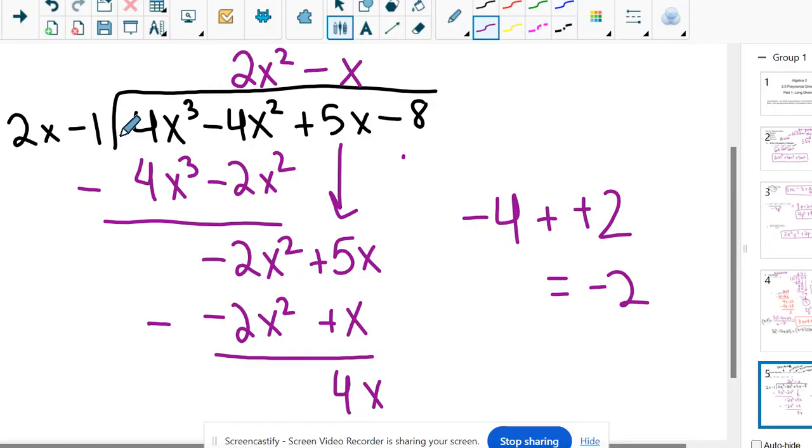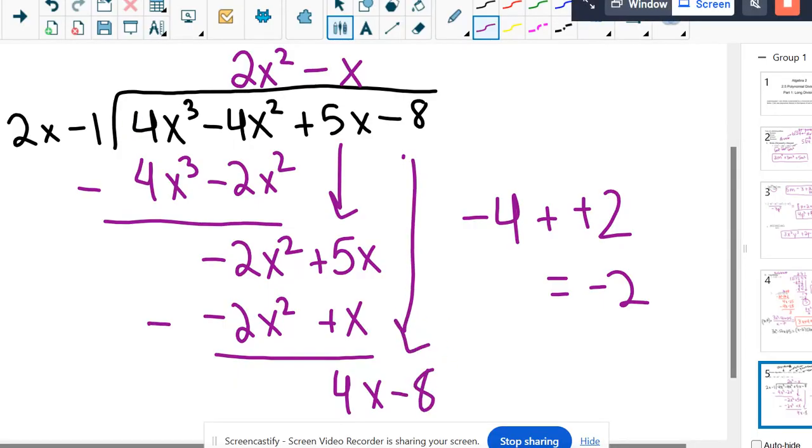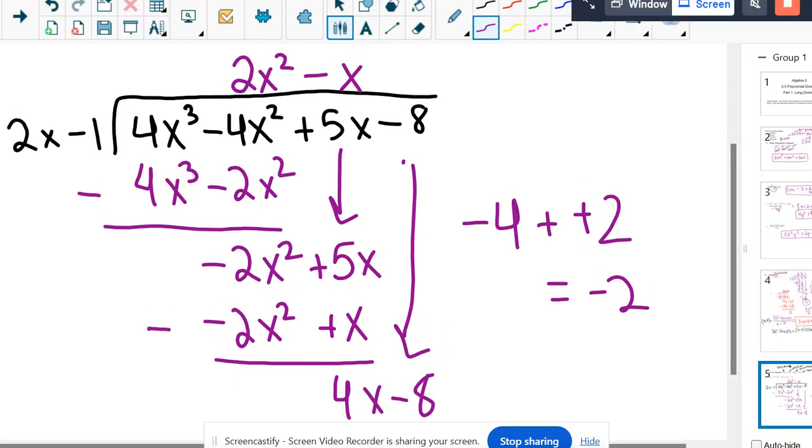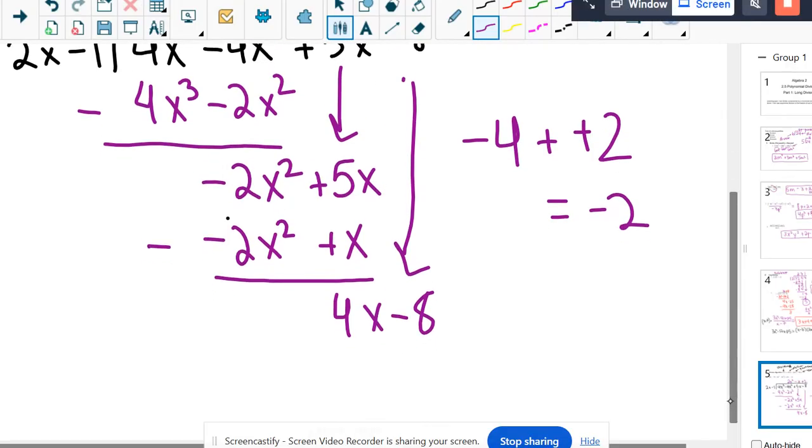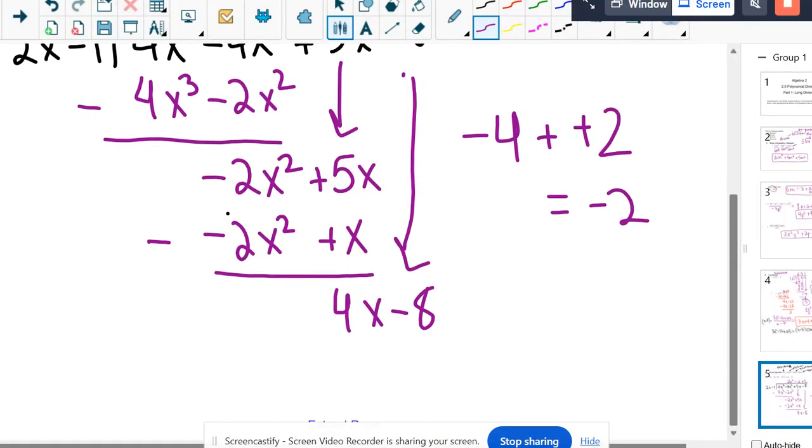And then you bring down the negative 8. So minus 8. And then what would our next number in the quotient be? 2x. Just 2. Because if I put a 2x, then it'd be 4x squared. But I only want it to be 4x. So that'd be 4x minus 2.